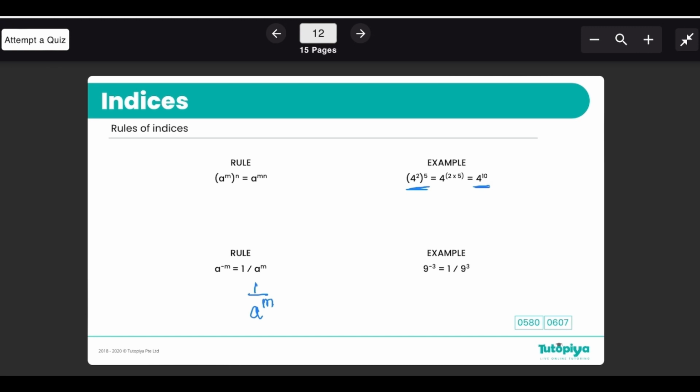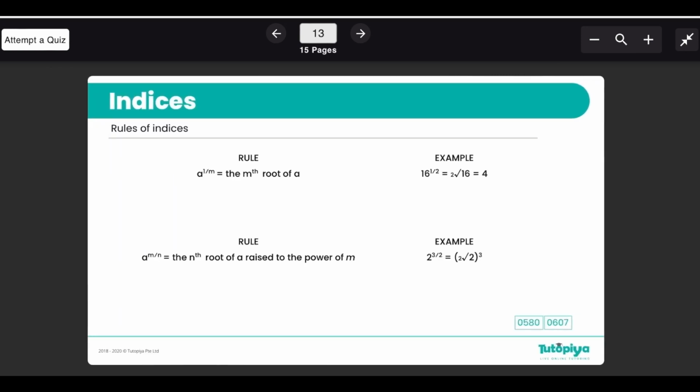This means that 9 to the power of negative 3 is the same as 1 over 9 to the power of positive 3. You also should remember that if you have a to the power of m, then this also can be taken down and put as 1 over a to the power of negative m. So just remember that the sign flips when you take it in the denominator.